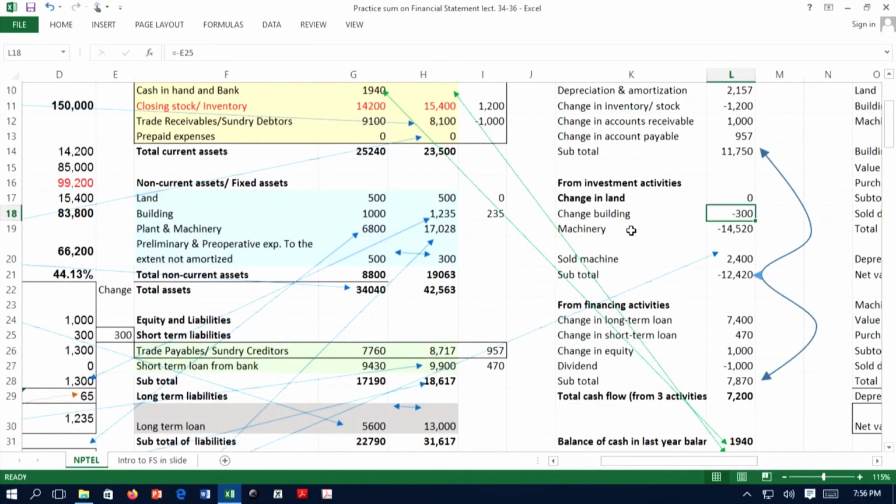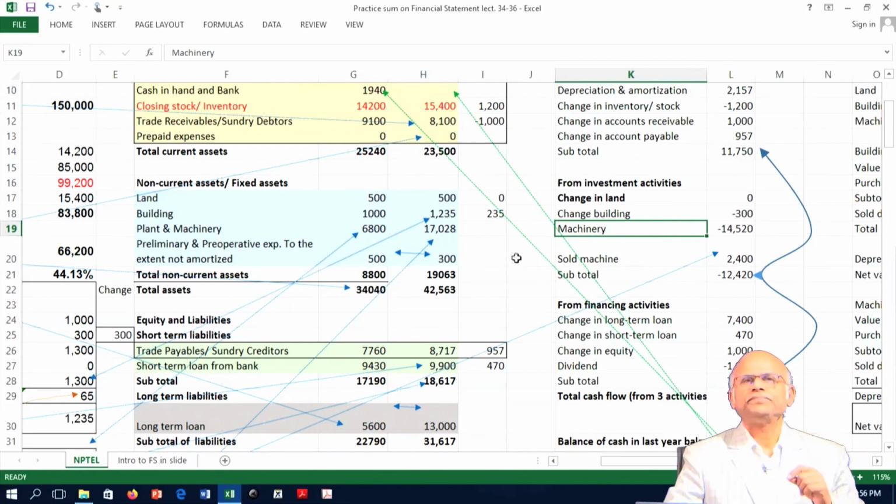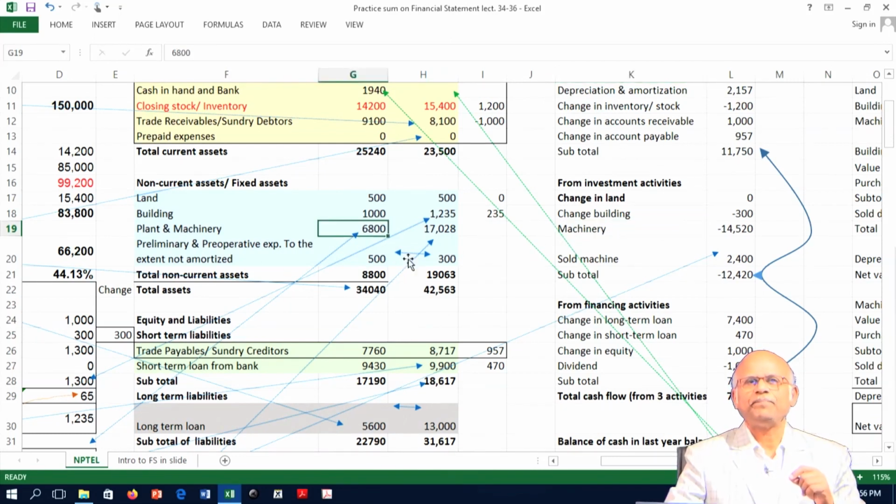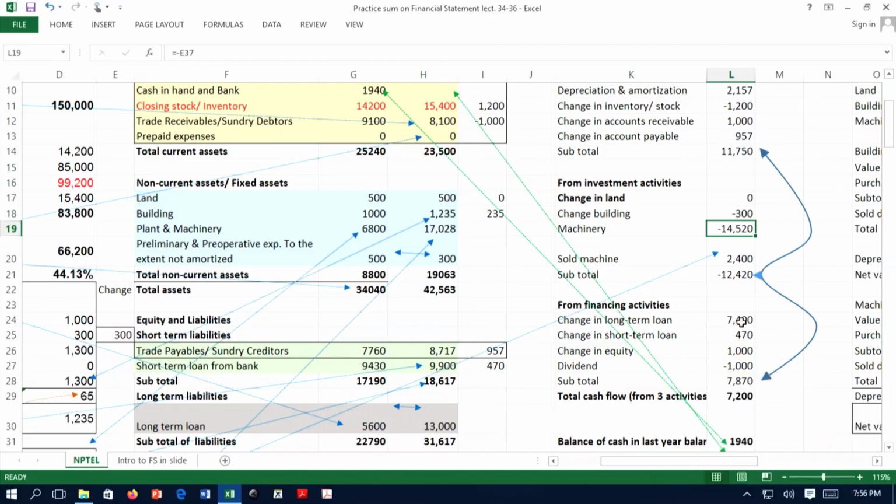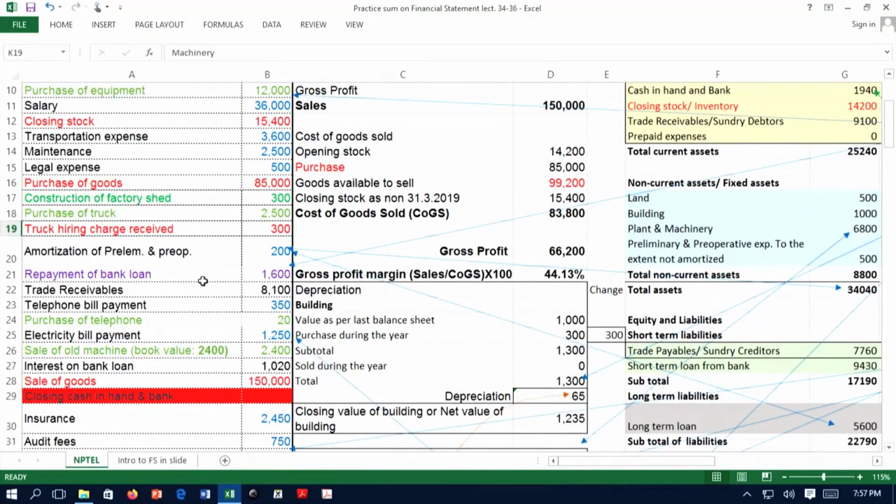Now, for machinery, the position was something, say 6,800, that was the position in the last year. We have to see whether we have invested, do not even look at this data. We have to see whether we have made any fresh investment in new asset or whether we have sold any asset. If we have not done anything, then it will be simply 0, just as we have done in the case of land. Now, see machinery, we have to go back to this place and see machinery position.